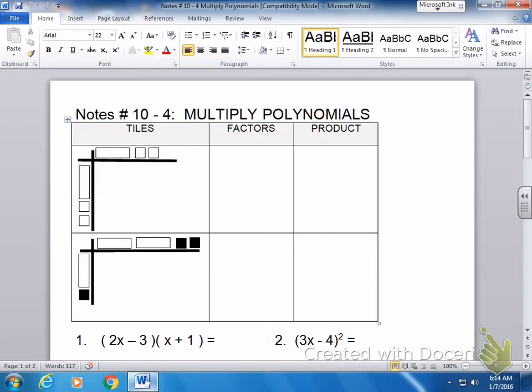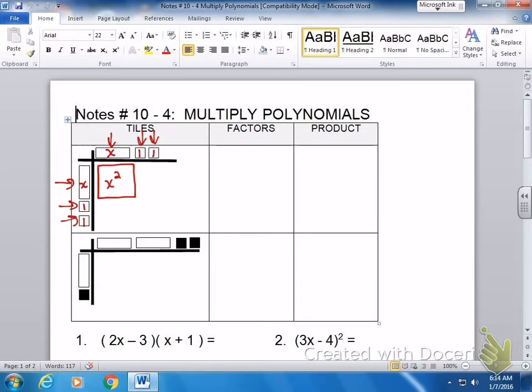These long rectangles are like our x's, so I'm going to fill in an x in both, and the little squares are like ones. Okay? Now what we're going to do is multiply this across. We're going to go across this way and this way and this way and multiply by these right here. So the first one we have is an x times an x. Well, we have to make a new shape, which is just a bigger square. That represents x times x, which is actually x squared.